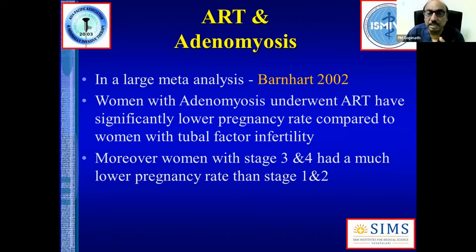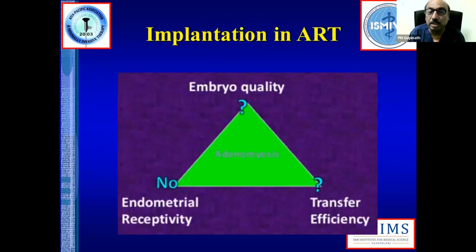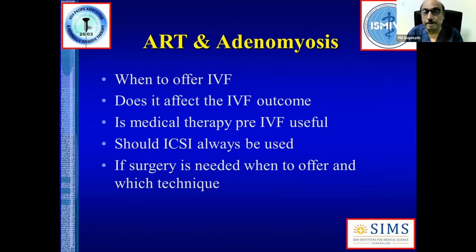And here there is another Bernhardt analysis. It says significantly lower pregnancy rate when you compare to that of a tubal factor in infertility in the case of adenomyosis. Again, the same way, when you look at the endometriosis, 3 and 4 had a much lower pregnancy rate when compared to 1 and 2. So implantation in ART depends mainly on the embryo quality, transfer efficiency, and endometrial receptivity, whereas in adenomyosis, the endometrial receptivity is completely lost.